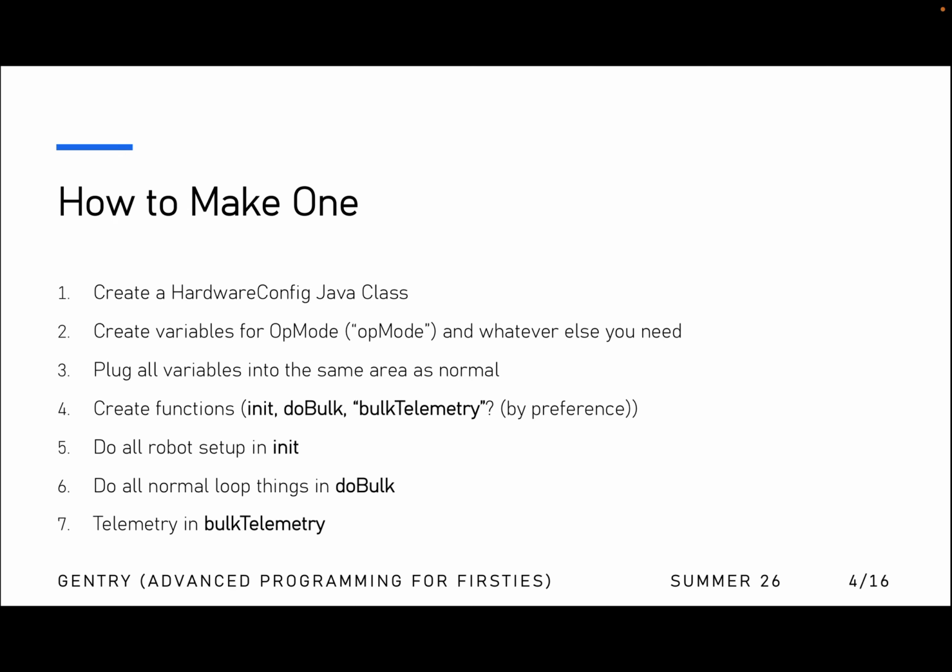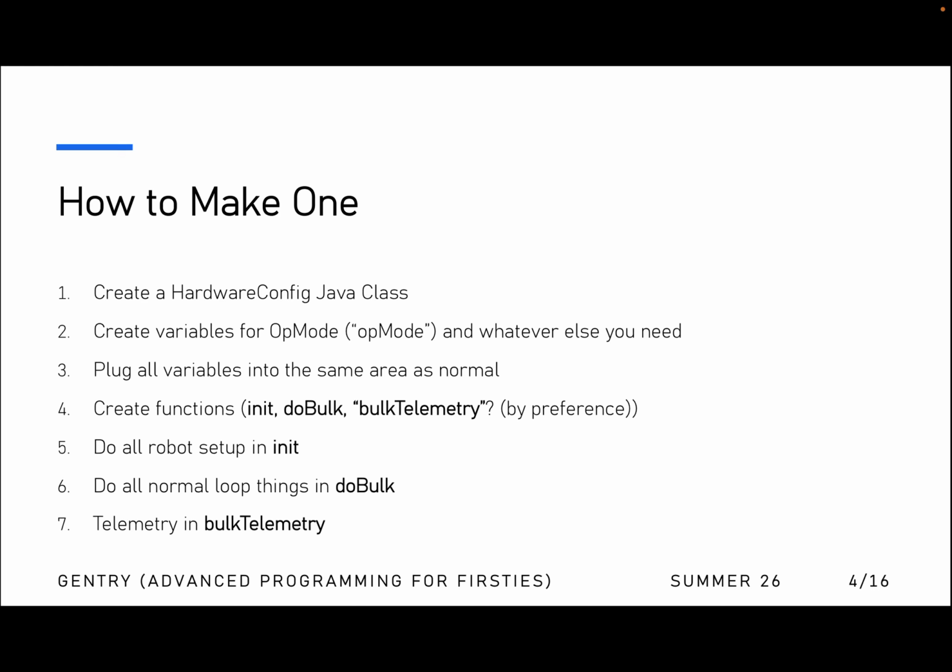We create a hardware config Java class. We create the variables for op mode, which you can name opMode with lowercase or whatever else you need. Plug all the variables as you would do in a teleop into the same area as normal. And then create functions. Really, init and doBulk are the ones that I really like to do. Telemetry is also really nice, but it's your preference. You can also rename these.